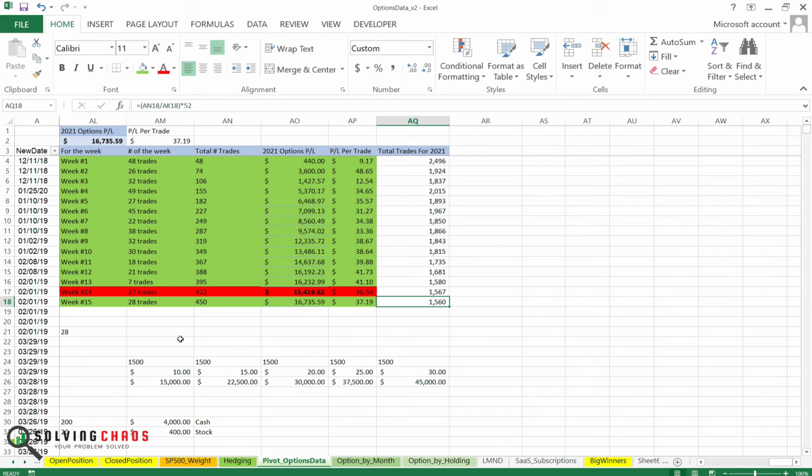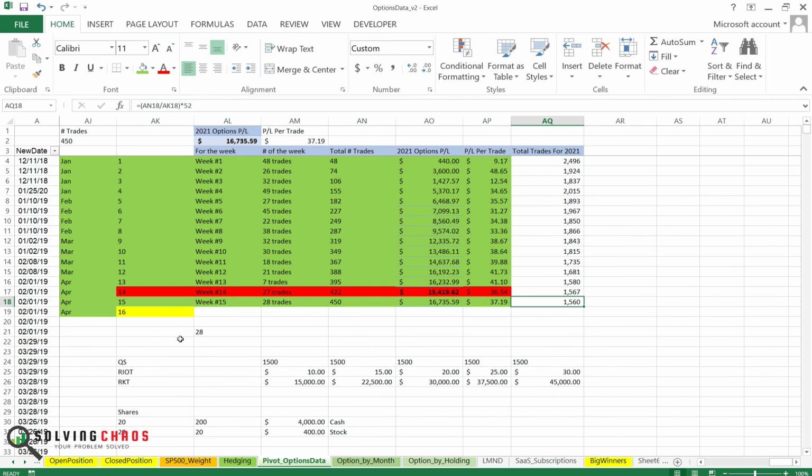The only thing you need to know is I'm in jeopardy. I'm not hitting my 1,500 trades this year. I started off at a good pace in the beginning of the year, but I am dropping off now. The only difference is my profit has been hovering around $35, $36.